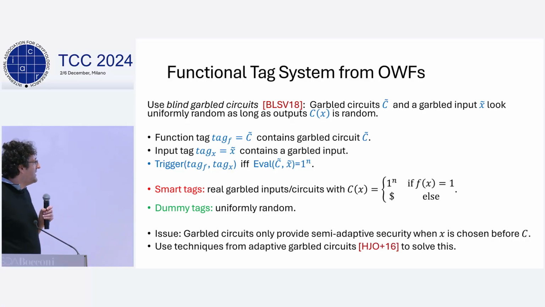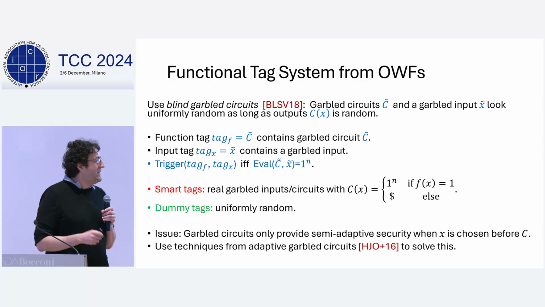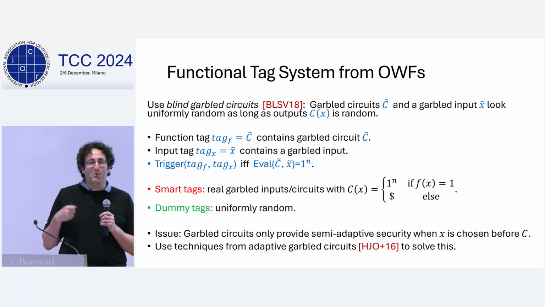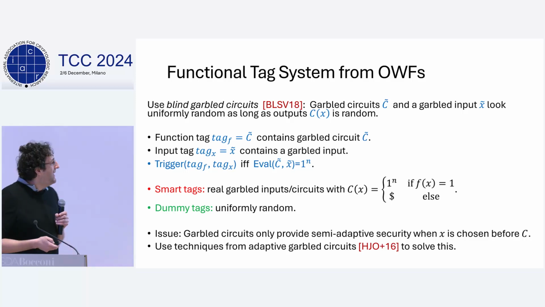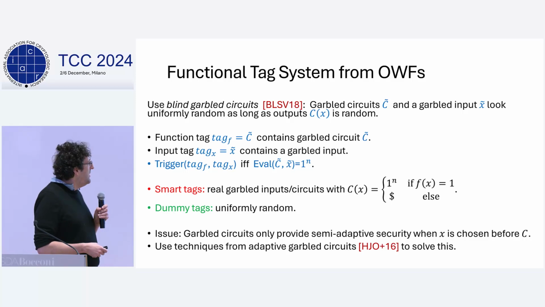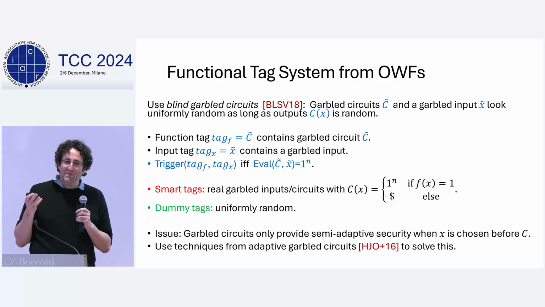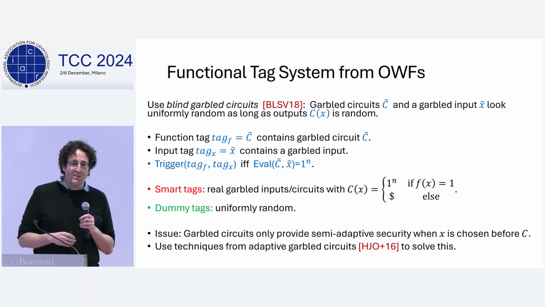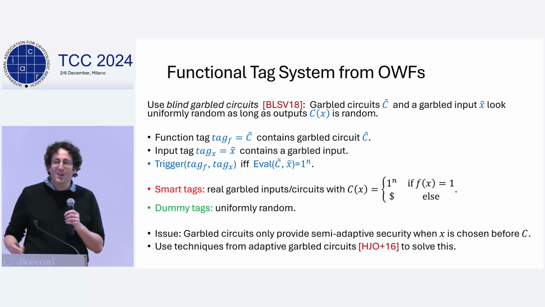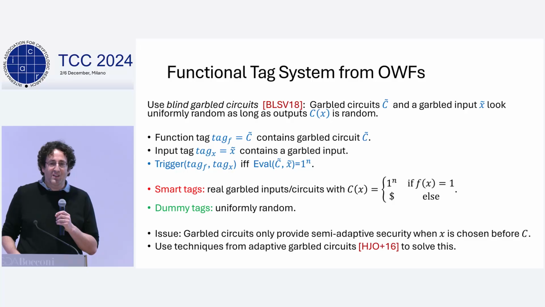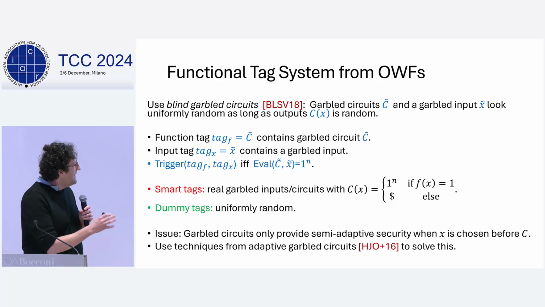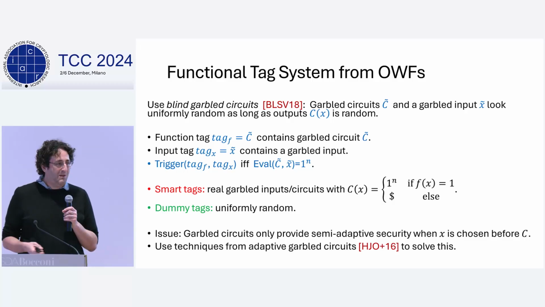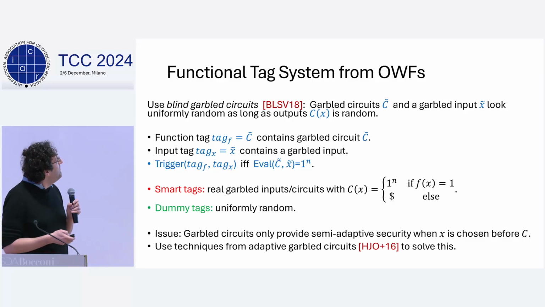Except there's an issue. Garbled circuits only provide semi-adaptive security when the input x is chosen before the circuit. Here we want fully adaptive security. And it turns out we can fix this issue using techniques from adaptively secure garbled circuits that show how to get adaptive security for garbled circuits in certain special cases. And it turns out we can make this fit into those special cases. This is a little bit tricky to do, so see the paper for all details. I won't have time to explain all of it, but that's essentially it.